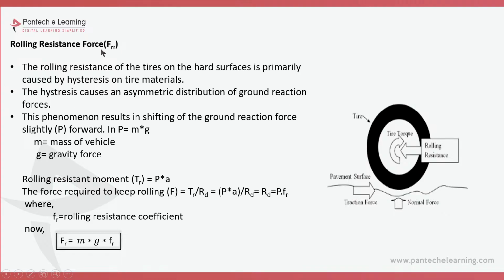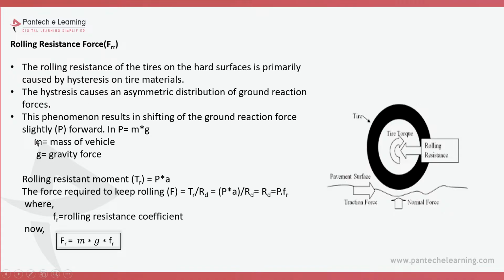Here is the technical expression. The rolling resistance of tires on hard surfaces is primarily caused by hysteresis in the tire materials. Hysteresis causes an asymmetric distribution of the ground reaction forces. Simply put, two forces act on the tire, the gravitational force and the traction force. How can we overcome it? That's the concept.